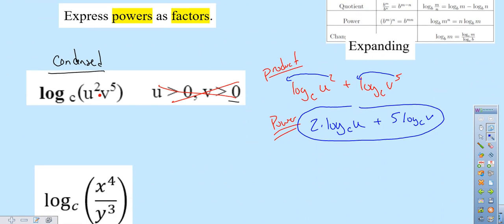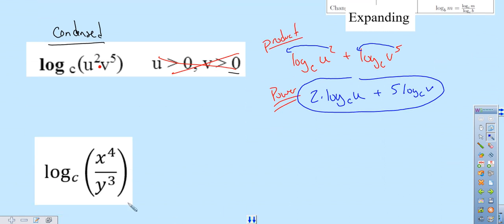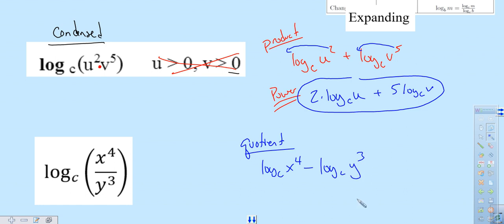Okay, we got one more right here. Why don't you go ahead and give it a shot, hit pause, give it a shot. So we start off and we see the quotient rule. The quotient rule says that we'll break it apart and then separate it by subtraction. So this would be log base c of x to the 4th minus log base c of y cubed.